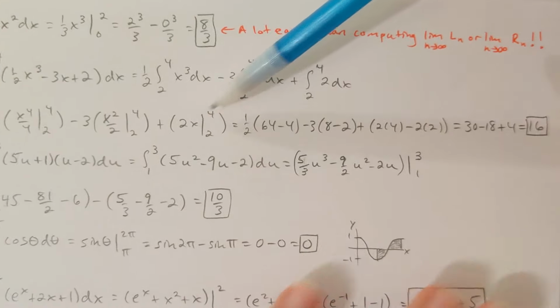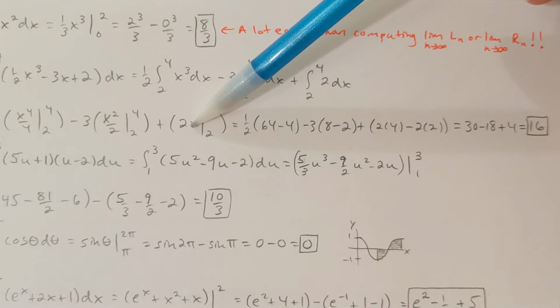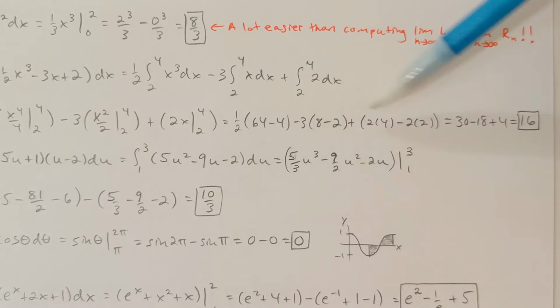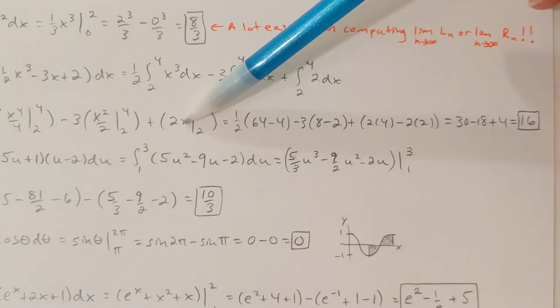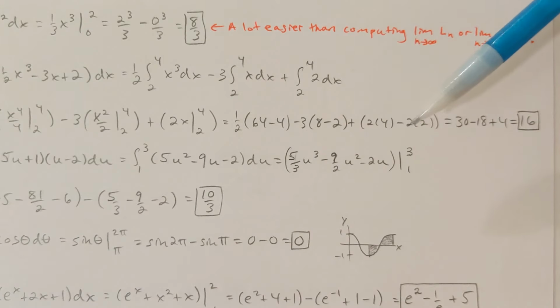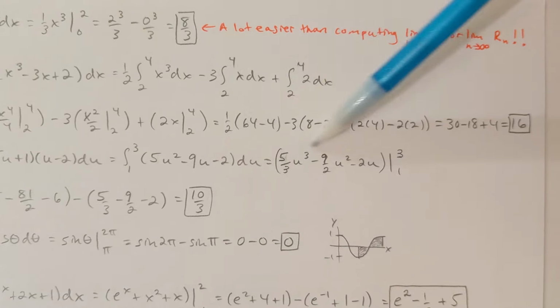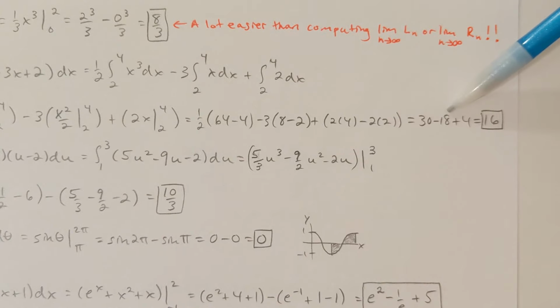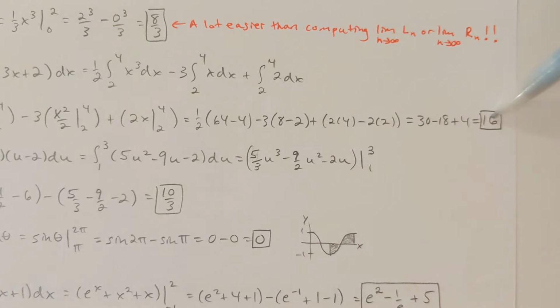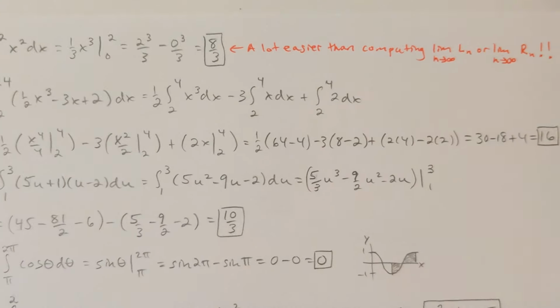Plus, when I plug in 4, 2 times 4 is 8, okay, and then minus, when I plug in 2, 2 times 2 is 4. Simplify this, you're going to have 30 plus 18 plus 4 is 16, and 16 would be my answer.